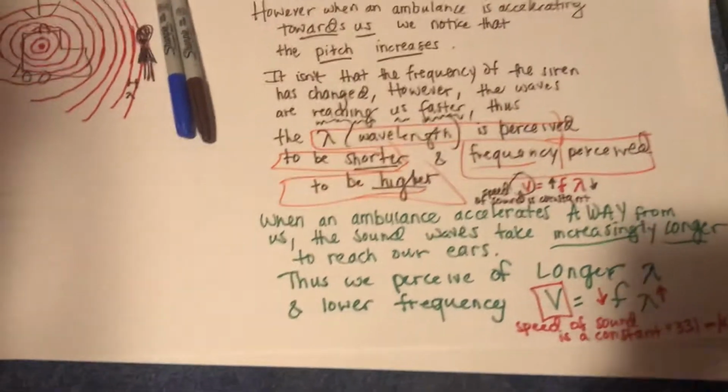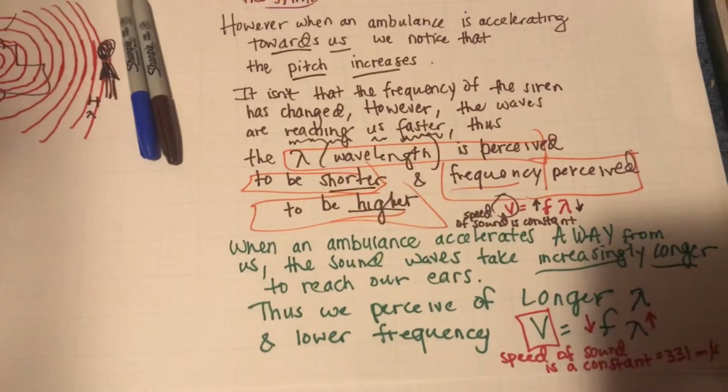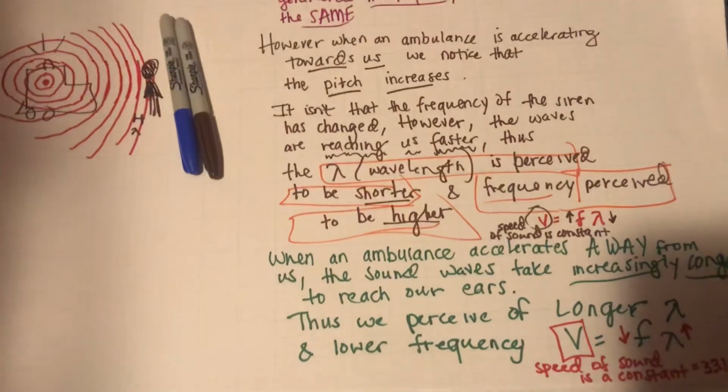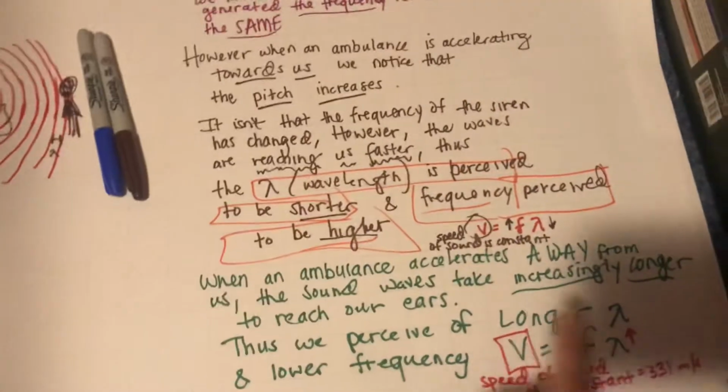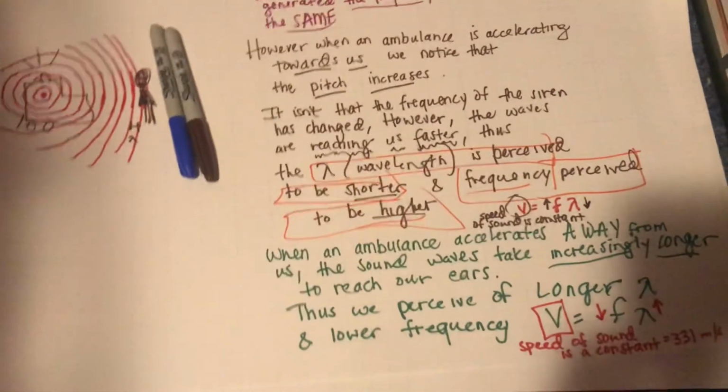Well, when that ambulance passes you and accelerates away, it's going to start to take increasingly longer for the wave fronts to reach you, thereby increasing the perceived wavelength and decreasing the perceived frequency.